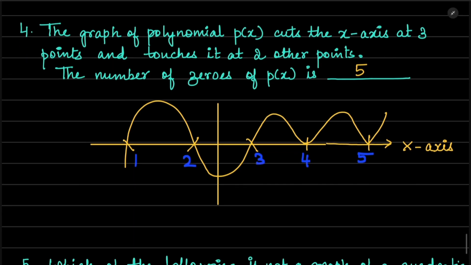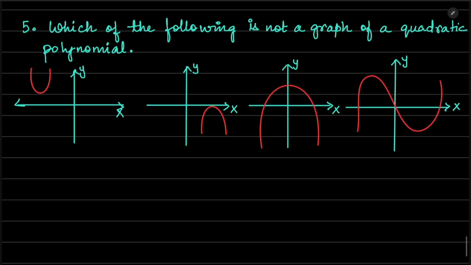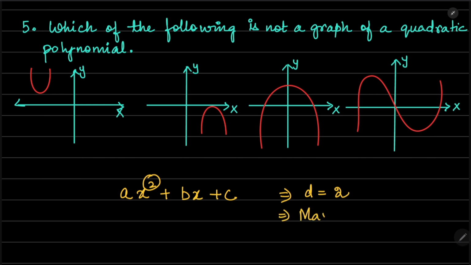Now moving on to the next question. Which of the following is not a graph of a quadratic polynomial? Always remember, whenever you have a quadratic polynomial of the form ax square plus bx plus c, the degree of this polynomial is 2 and the maximum number of zeros that it will contain is going to be 2. Maximum. It can be 1, it can be 0 as well.